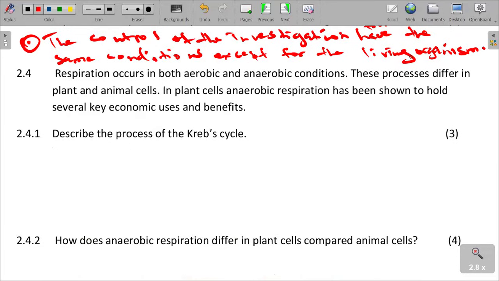Describe the process of the Krebs cycle. What happens with the Krebs cycle? This is one key area that we have been discussing and identifying during the course of classes. So one, we must understand that pyruvic acid is broken down, releasing hydrogen atoms and carbon dioxide in the presence of oxygen.